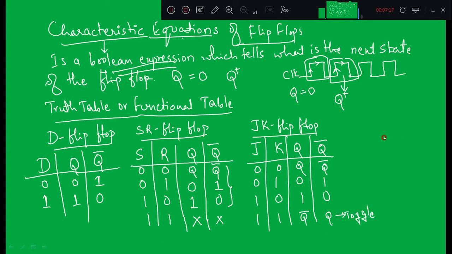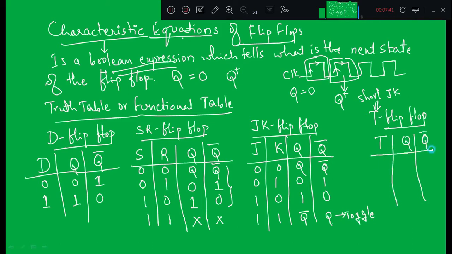Now the last one, the T flip-flop, which is called the toggle flip-flop. It is the same as JK. If you just short J and K, you will get a T flip-flop. So how to obtain the T flip-flop? Write a truth table of the T flip-flop: T, Q, Q bar. Instead of J, K, 2 inputs, I will have only 1 input. After shorting J and K, they become only 1 input.